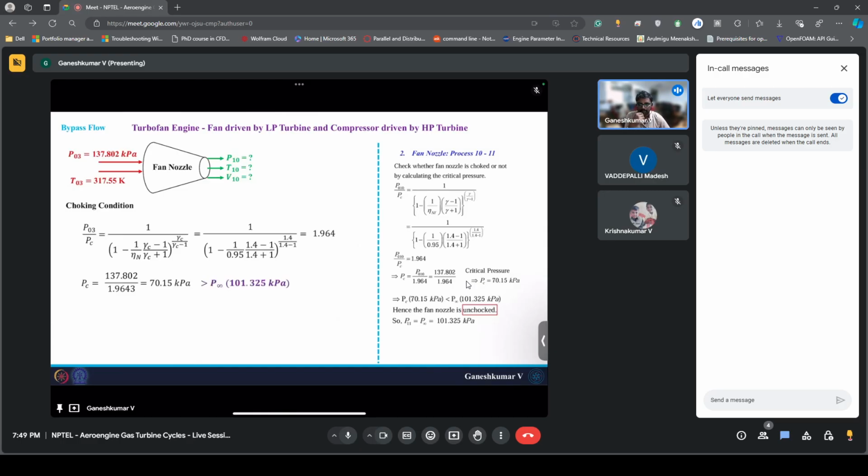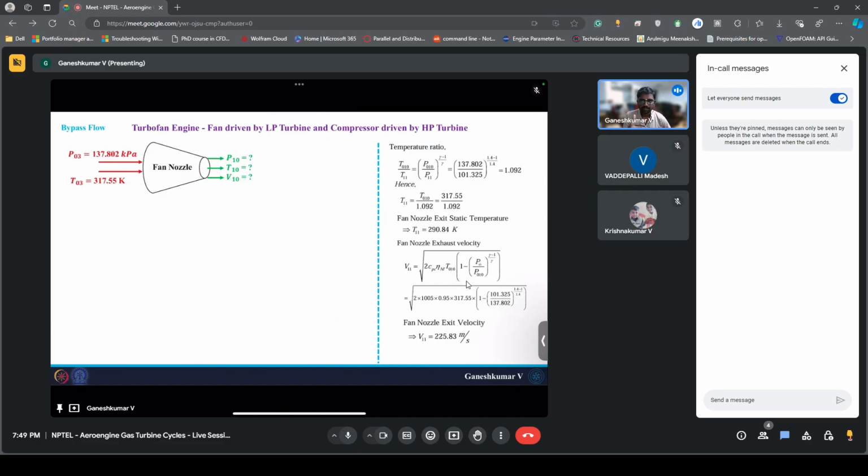Hence we saw it's an unchoked nozzle because the critical pressure is less than 101.325 kilopascal. Hence the nozzle is unchoked, and your exit pressure would be 101.325 kilopascal, which is the same as the ambient pressure. Yes, there is no change in the fan nozzle.